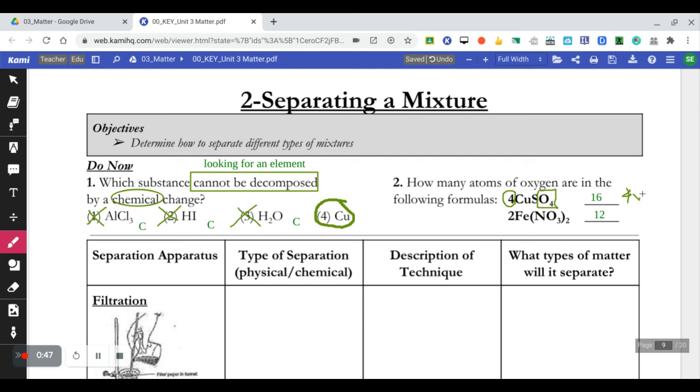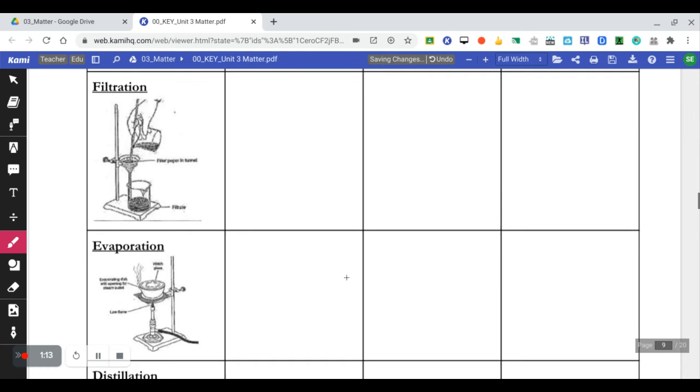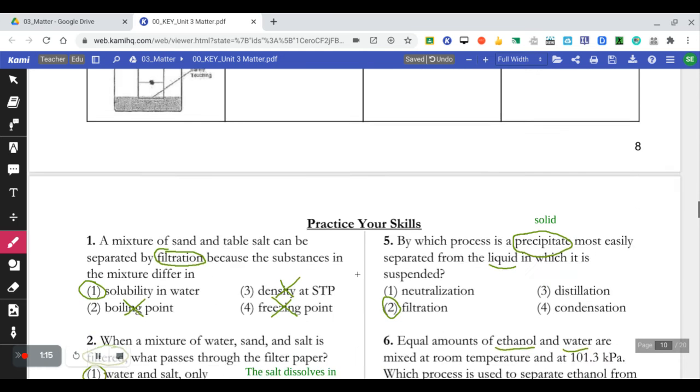16. For a very similar process here, my parentheses tell me that I have 2 of my NO3s. So that means I have 6 total oxygens here because I have 3 after that one. So 3 times 2 is 6. But this 2 tells me I have 2 total. So if I have 6 of these total, 2 times 6 is 12. Okay, then we talked about the notes in class in detail.